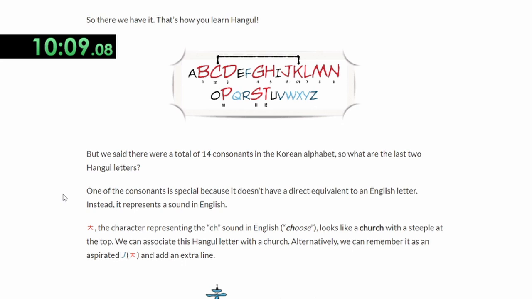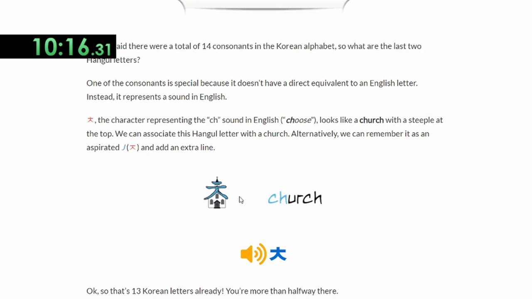But if we said there were a total of 14 consonants in the Korean alphabet, so what are these last two Hangul letters? Okay, so the full-on fire symbol is a CH sound for church. And the fire symbol without the line is... It was CH. And J. J was the one without the line. Okay, yes, okay, I'm learning.